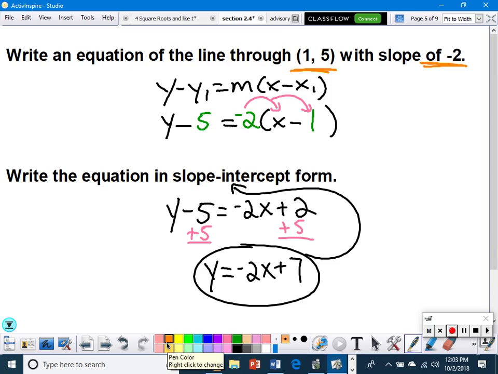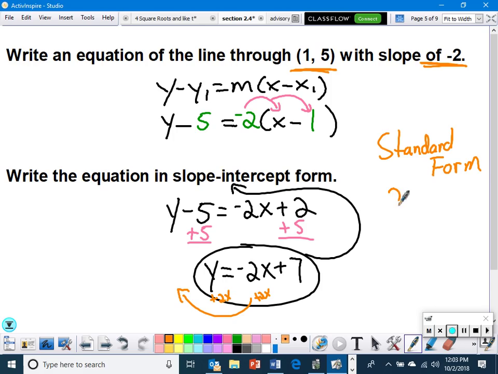Okay, standard form. Well, one step. Move the negative 2x to the other side. We're going to add 2x. So 2x plus y equals 7.